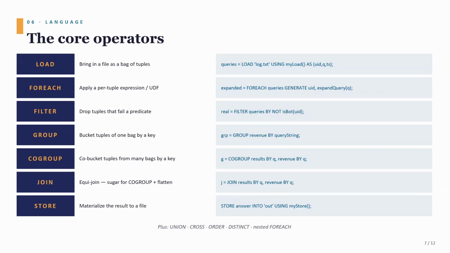The core operators. So now, let's look at the actual commands you write in Piclatin. There are 7 main ones, and each one does exactly one job.